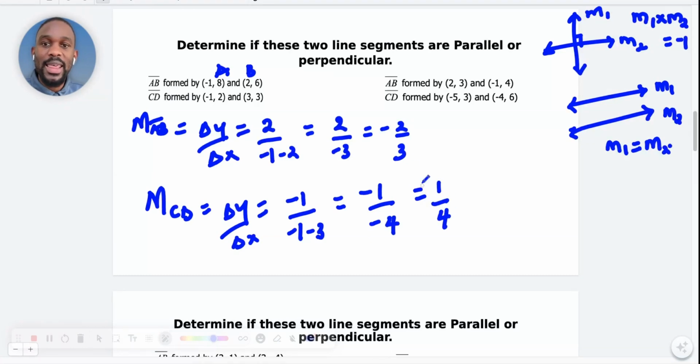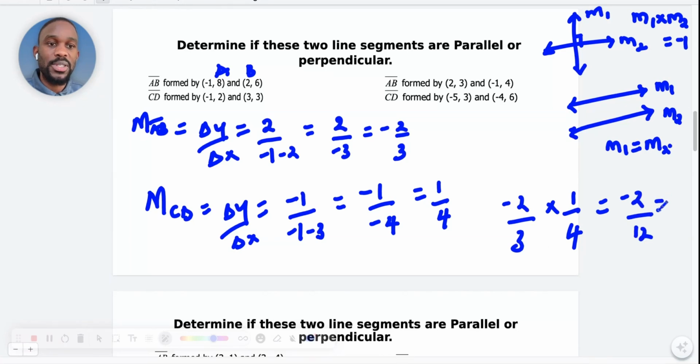So look at this. Are they the same? Because if they're the same, then they're parallel. If one is the negative reciprocal of the other, then they are perpendicular. Another way, if you don't want to deal with the negative reciprocal, is to multiply both slopes and see if you get -1. Let's try and see. If I multiply -2 over 3 times 1 out of 4, I get -2 out of 12, which is -1 out of 6. So no, they are not perpendicular. So these two lines, AB and CD, are neither parallel nor perpendicular. They intersect, but not at 90 degrees. So all we have to do is calculate the slopes and compare them.